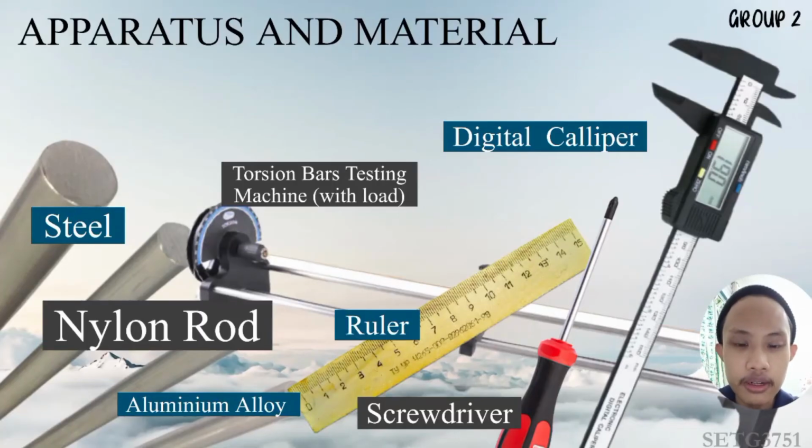So, the apparatus used in this experiment were a steel rod, a nylon rod, an aluminum alloy rod, and a torsion bar testing machine. We also used a ruler, screwdriver, and a digital caliper.